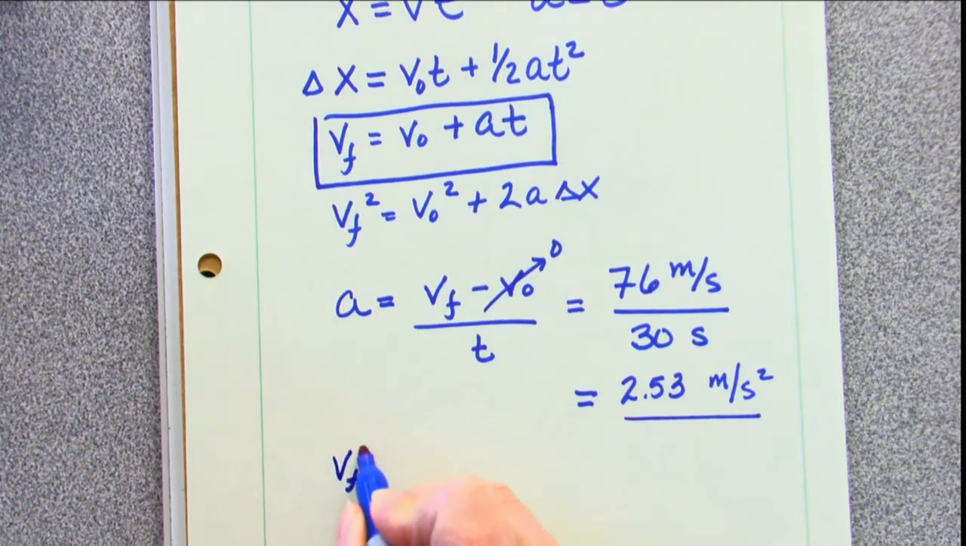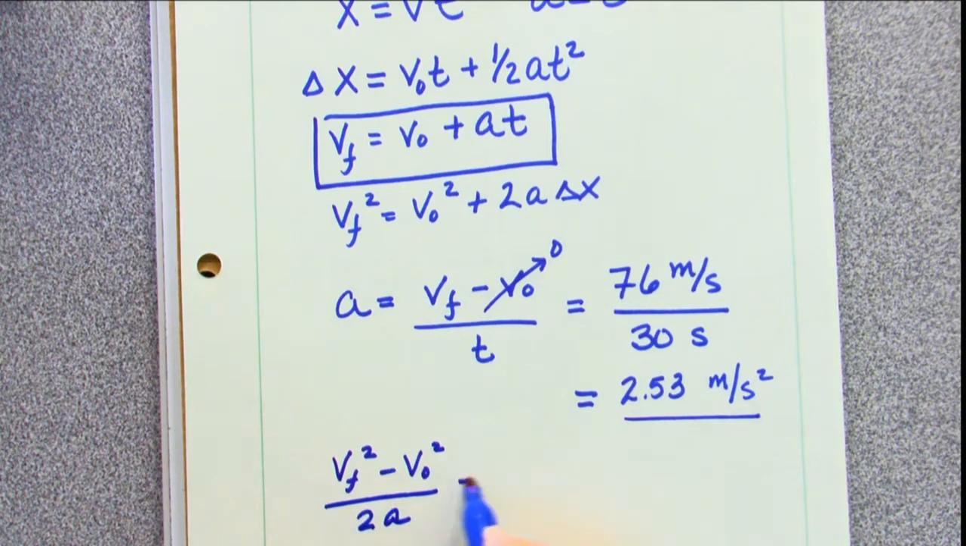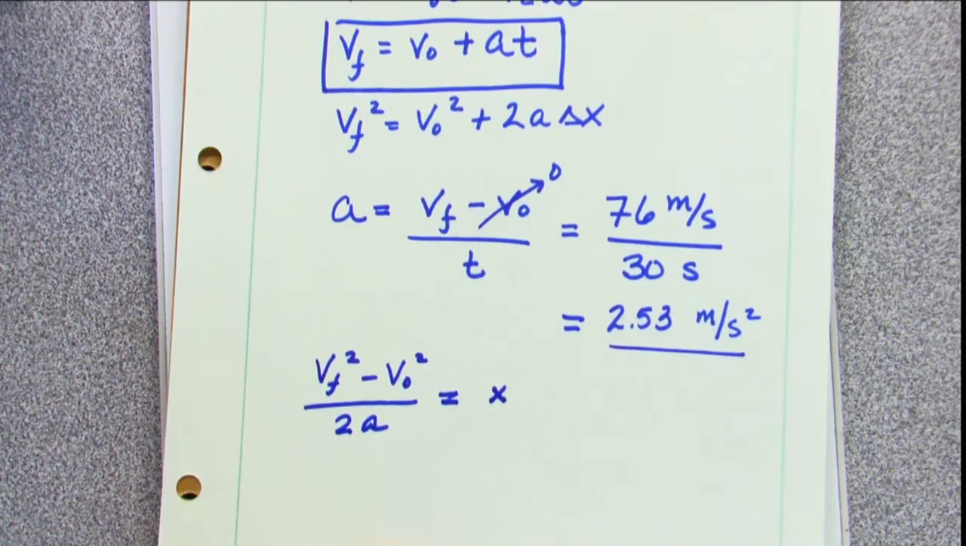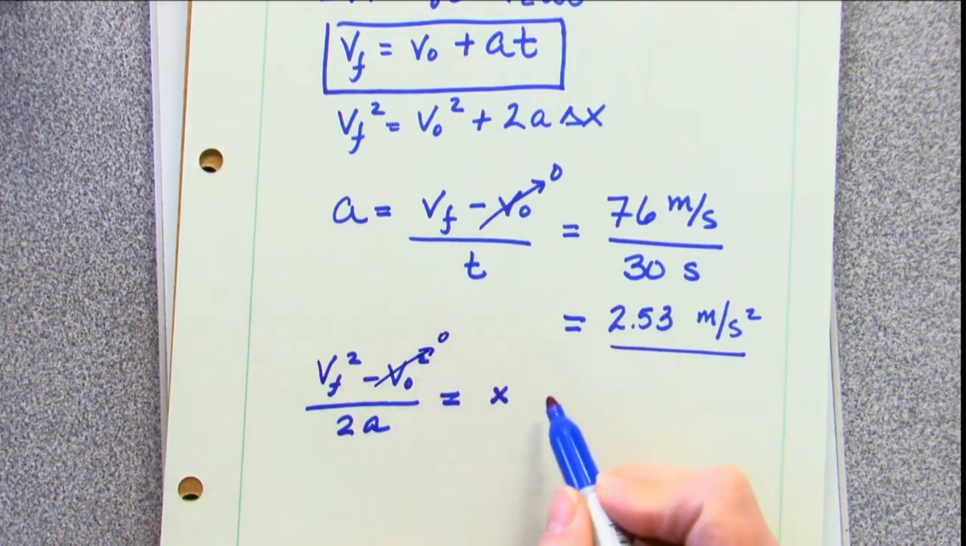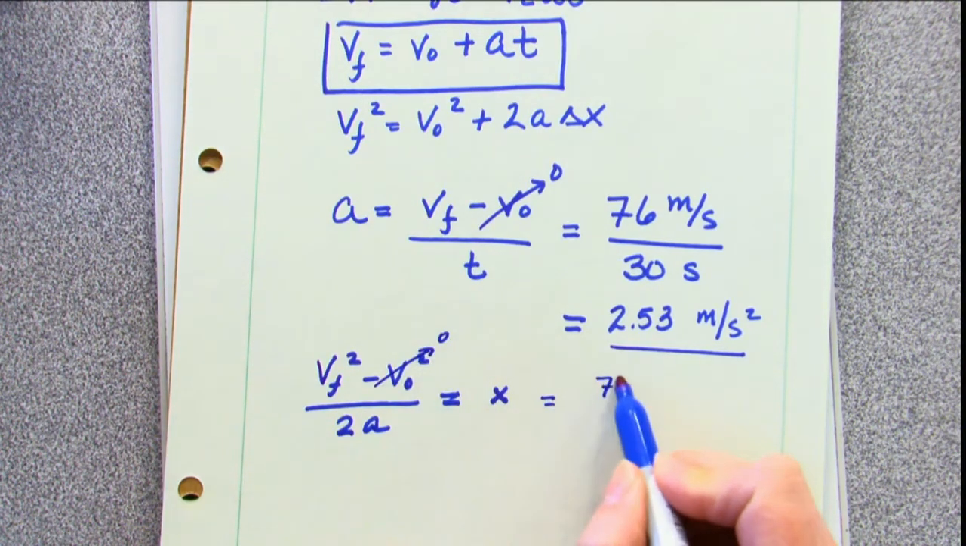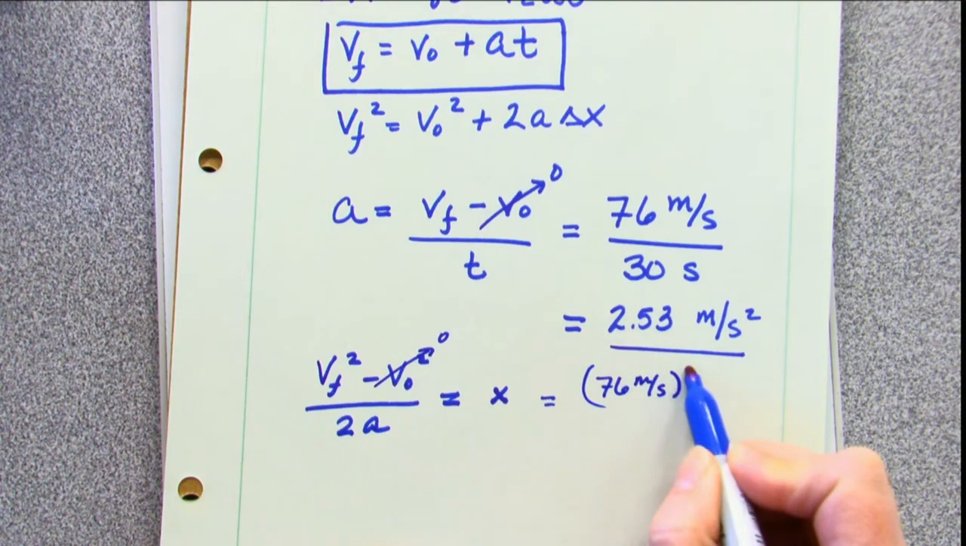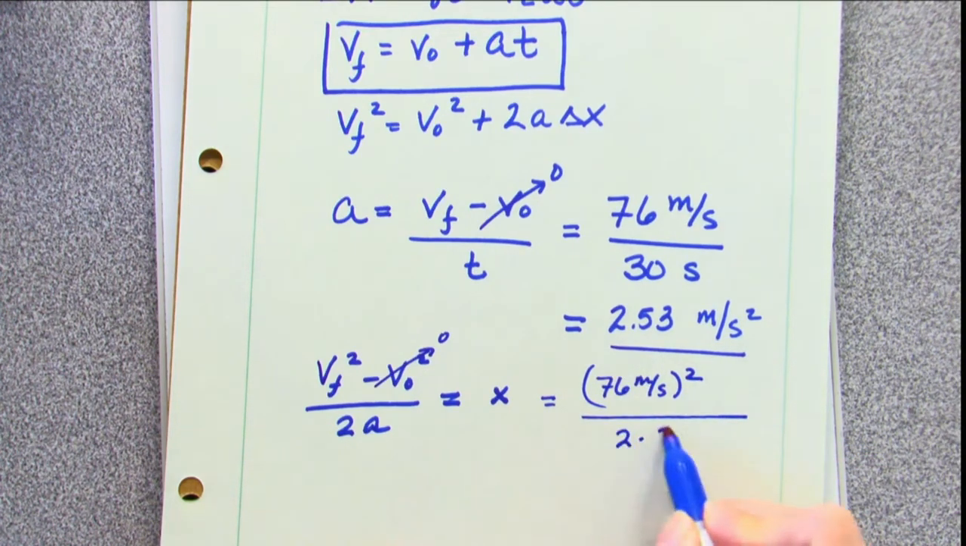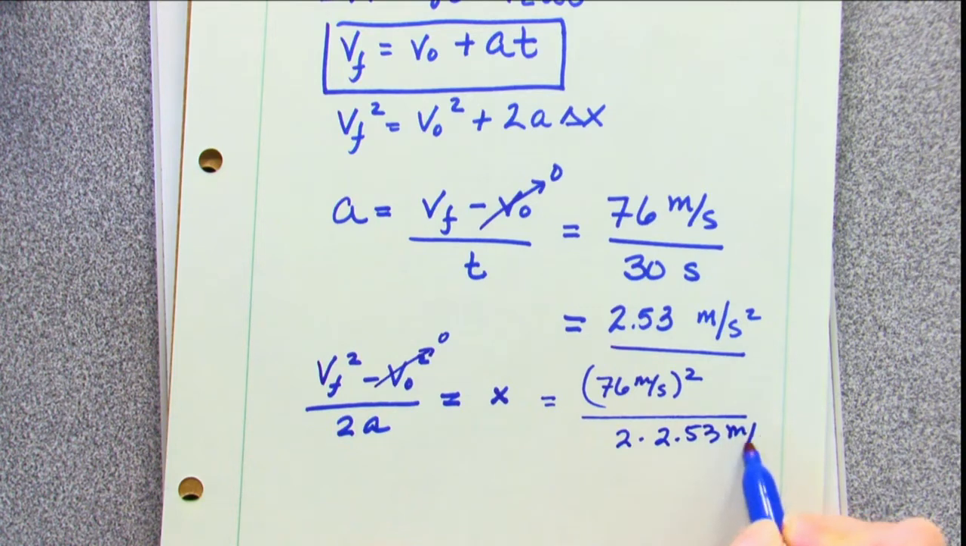So I'm going to have velocity final squared minus velocity initial squared divided by 2 times the acceleration is going to equal my change in distance. Everybody okay with how quickly I did that rearrangement, or do I need to do it step by step? You guys good over there in Enid? Okay. All right. So let's plug in this 0, right? So now I've got 76 meters per second, that's squared, divided by 2 times 2.53 meters per second squared.